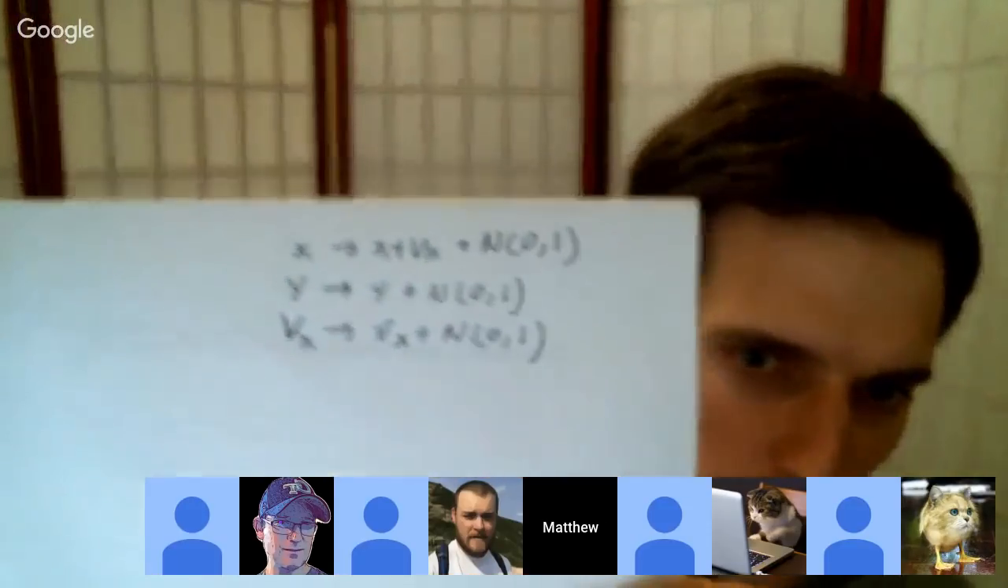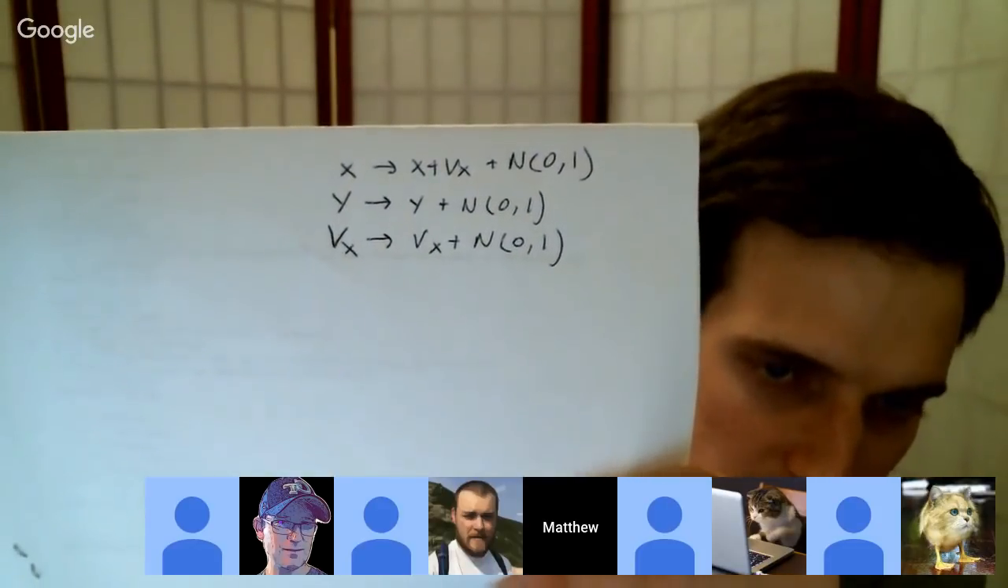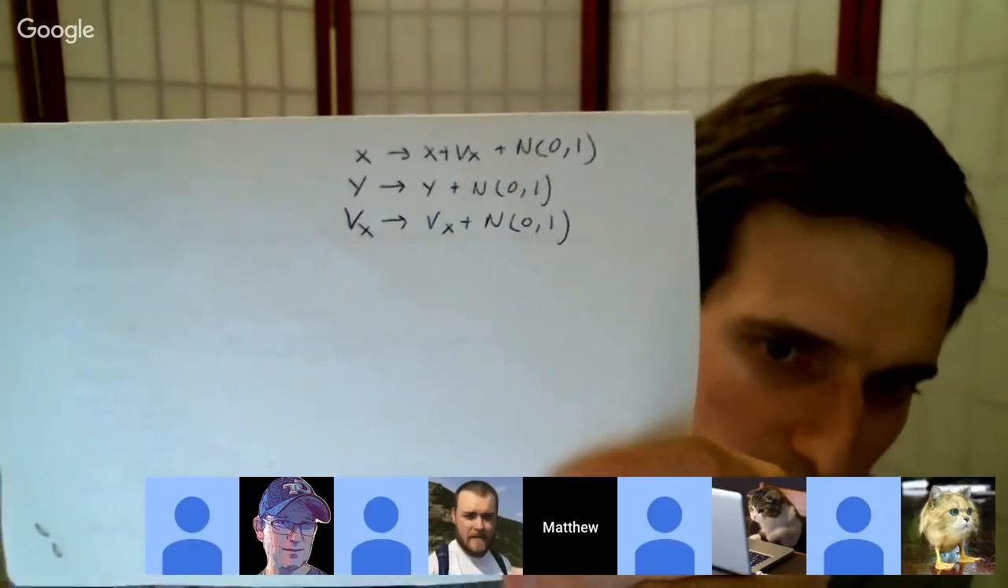And I've tried to scribble that here on a piece of paper, and we'll see if the webcam can focus on it. Yeah, so you have x going to x plus vx plus some noise, y going to y plus some noise, and vx going to vx plus a little bit of noise. So that's how I build a simple motion model for something that I knew was moving to the right. I don't know how fast it's going, so the particle filter is going to find v based on its initial distribution, and the noise will help it refine its estimate over time.